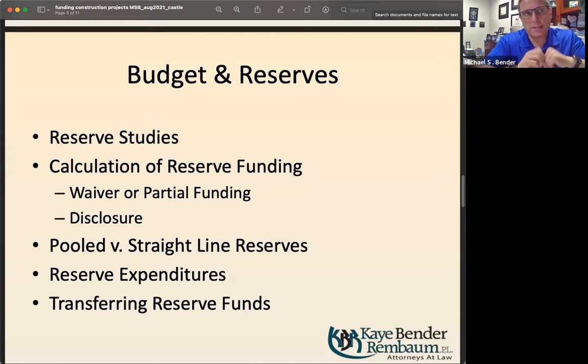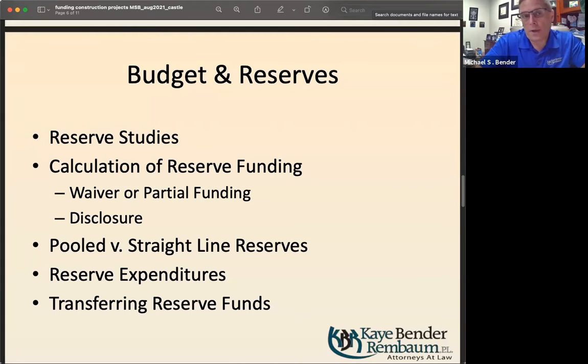The first bullet point there talks about reserve studies. I'm sure anybody who's read the newspaper since the end of June, I think it was June 24th when the Champlain tragedy occurred, knows there's been a lot of talk about the question of waiving reserves, and I'm going to talk about that a little further. But first, the idea of how you ascertain what your reserves should be, so that you know what you should be considering in a fully funded reserves budget.